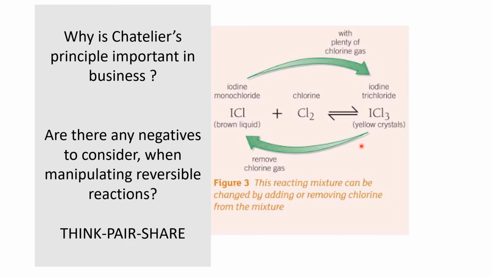Okay, and then any negatives to consider when manipulating reversible reactions? Yeah, it takes energy a lot of the time. Okay, it takes money and energy in order to shift the equilibrium. And so sometimes it's not financially viable to shift the dynamic equilibrium, in which case they won't do that. They'll just create the products and take what they can. So not all chemical reactions are financially viable to shift the dynamic equilibrium.